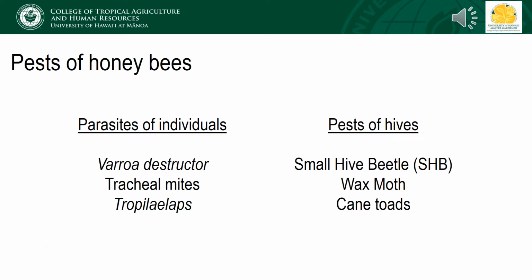The pests of honeybees can be broken down into two major groups: those that parasitize the individual bees and those that are pests of the hive itself.